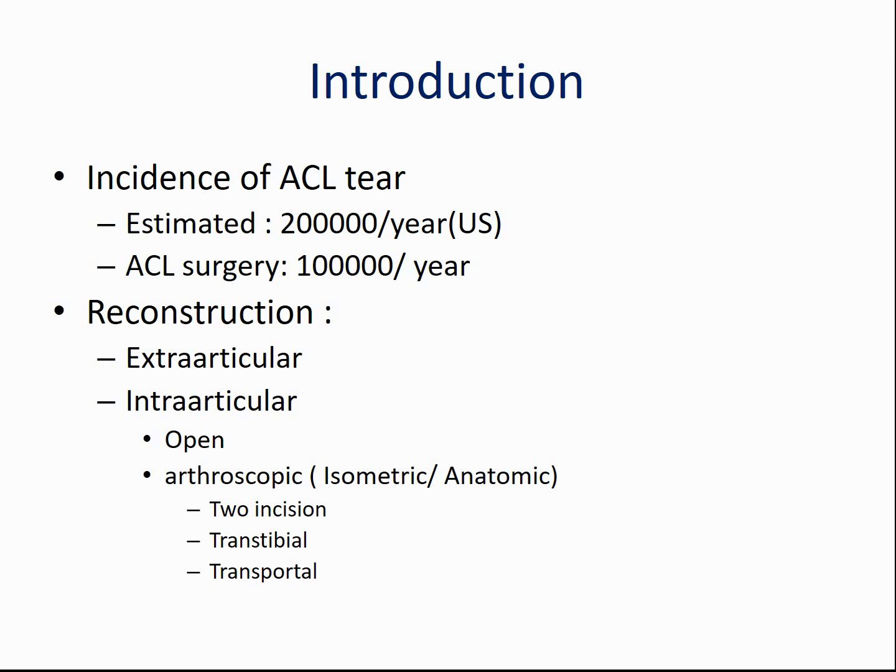The exact incidence of ACL tear is not known. However, it has been estimated that around 200,000 ACL tears occur in a year in the US. Out of them, around 100,000 undergo surgery each year. The reconstruction methods can be extra-articular or intra-articular, which is again further divided into open or arthroscopic. Based upon the philosophy, it can be isometric or anatomic, which can be obtained by either a two-incision technique, a transfemoral technique, or a transportal technique.